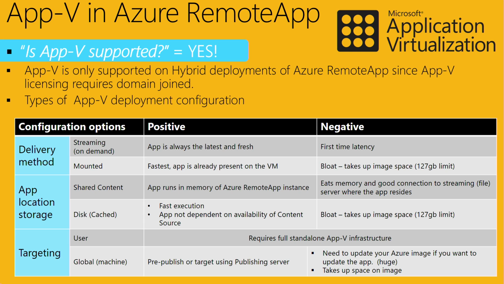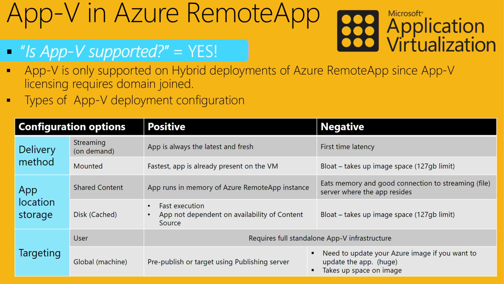Now, there's lots of different ways to deploy App-V. Here's a big Eiffel chart of that. And as we know, App-V is only supported on domain joined PCs. So a hybrid deployment or a domain join is the only one that App-V can actually be used on. And there's lots of different ways. When you're deploying App-V, you have a delivery method, streaming or mounted. Where is your App-V location at? Shared content on the disk, targeting user.